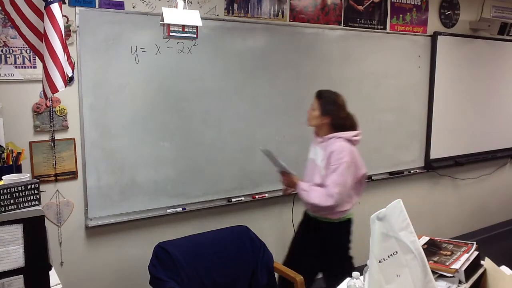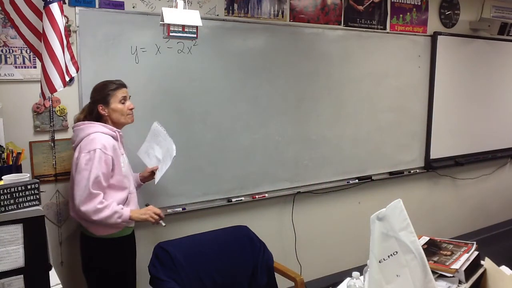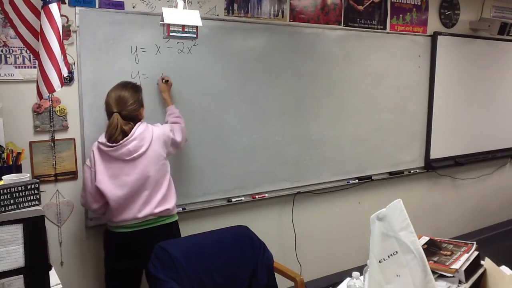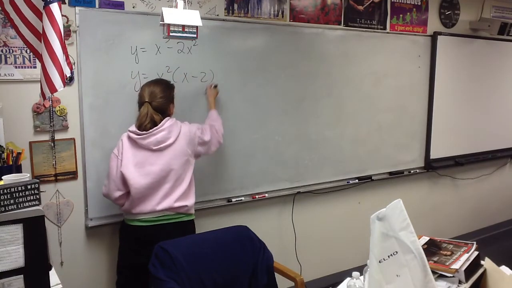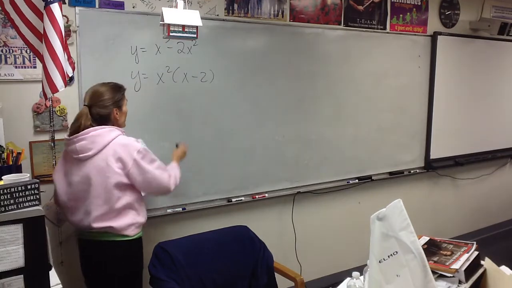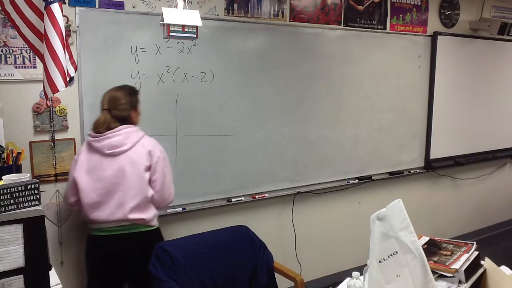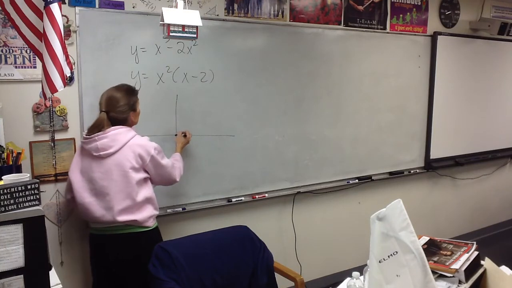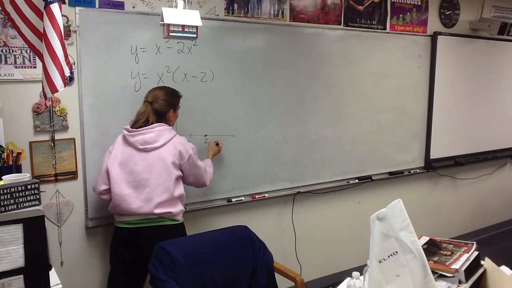Okay. We are going to sketch this guy. The secret to sketching is factoring first. So we're going to factor out an x squared. We're left with x minus 2. There are two x-intercepts. There's an x-intercept at 0 and an x-intercept at 2.